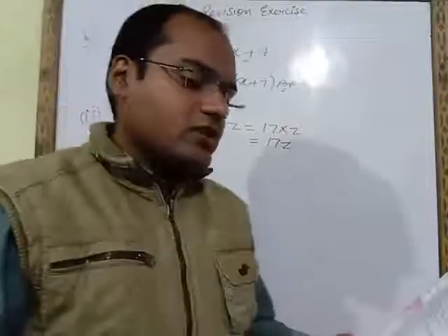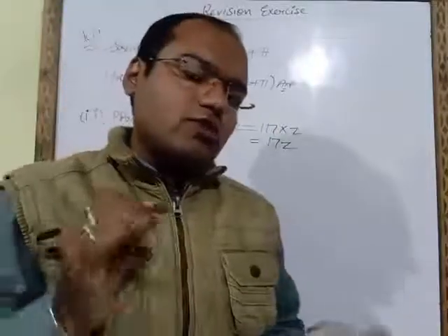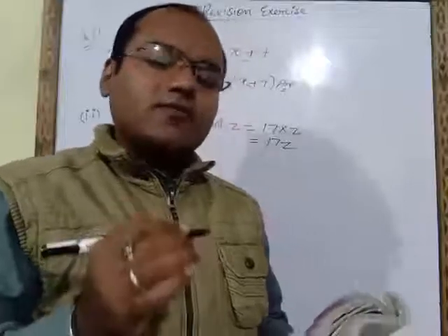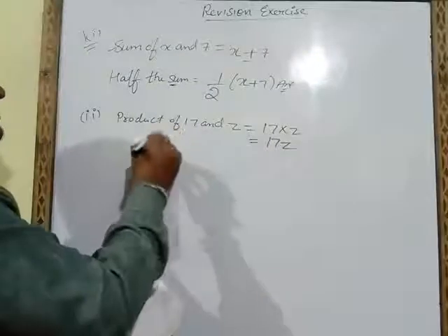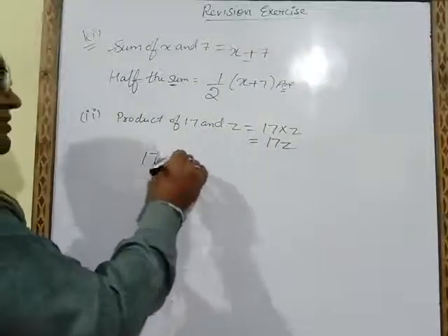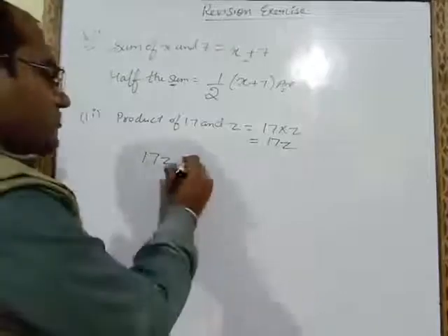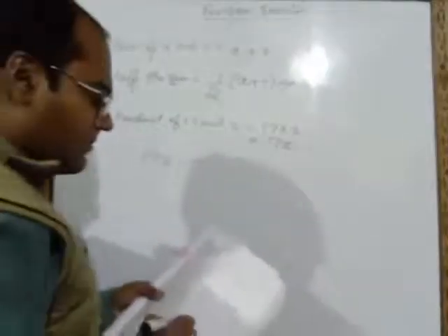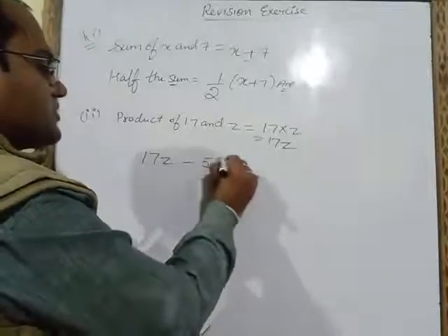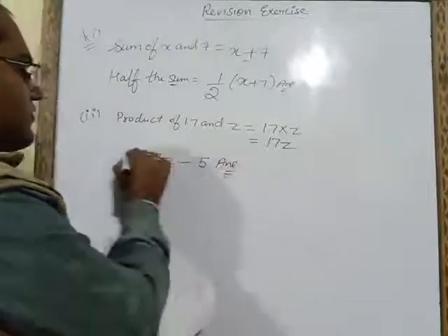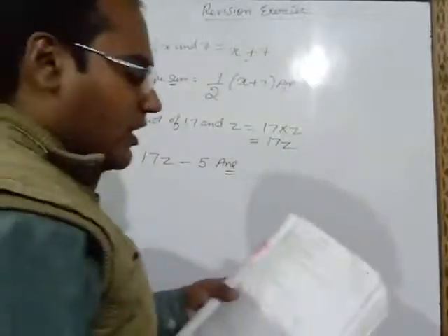Now what is the question? 5 subtracted from the product. There is a rule for subtraction questions. What is the rule? The thing which is written after "from", that we have to write first. That means 17z is the product, so we will write this 17z first. From this we will subtract. What do we have to subtract? 5. So this is your final answer. The final answer is 17z minus 5. Now third part.